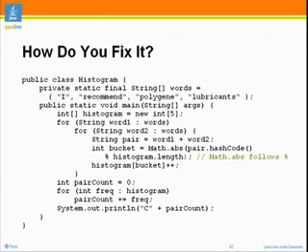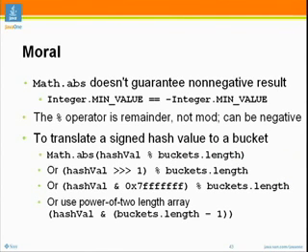Right. There you have it. And what can we learn from this one? Well, Math.abs doesn't guarantee a non-negative value. Integer.MIN_VALUE equals negative itself.